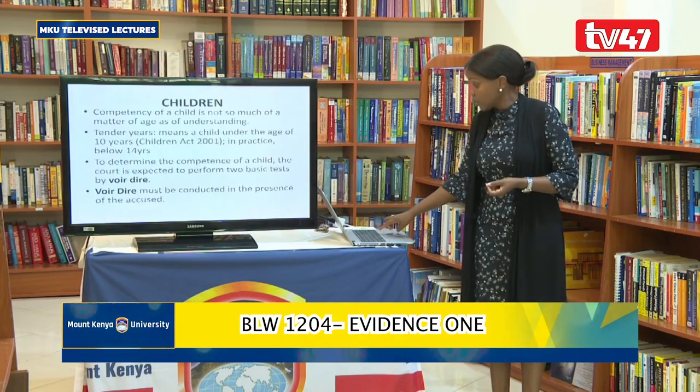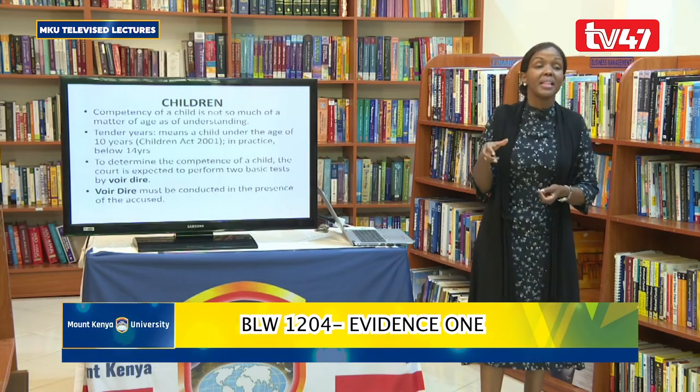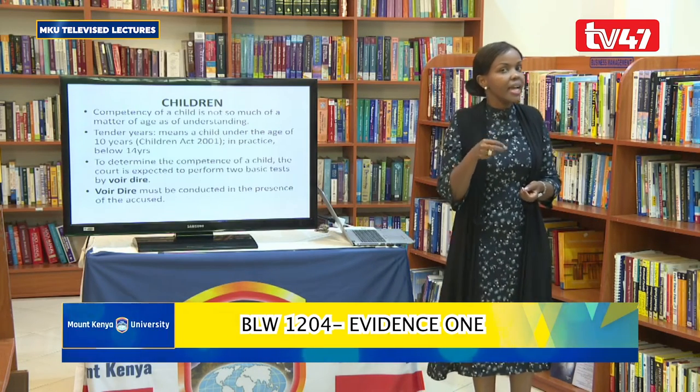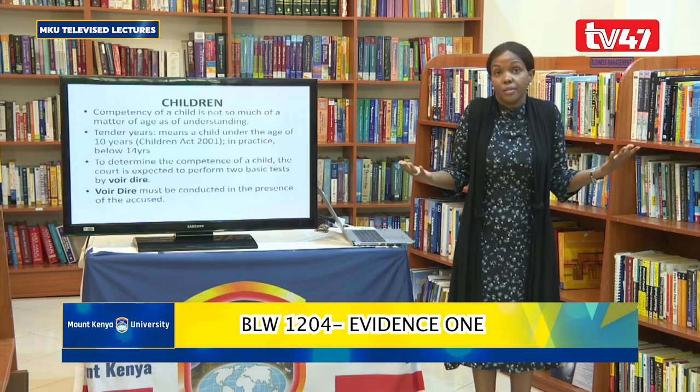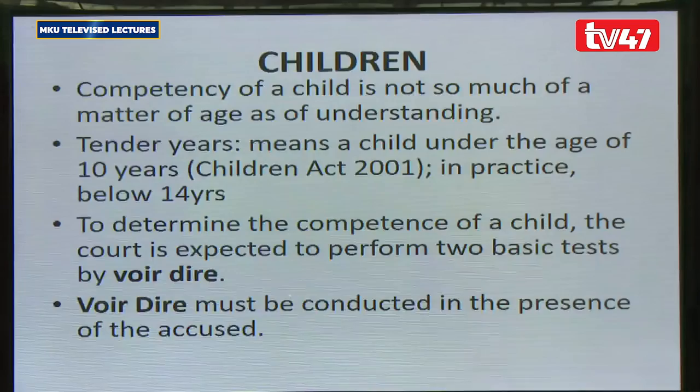Let's start, of course, with children. Because remember, they have stated the issue of tender years. It is important for us to understand that when it comes to children, children are witnesses. Children testify all the time. So what happens when you have a child witness? The first thing you must understand is that when it comes to a child as a witness, competency is more about their understanding. Because remember, they must be able to understand and give rational answers. So it's more about their maturity.